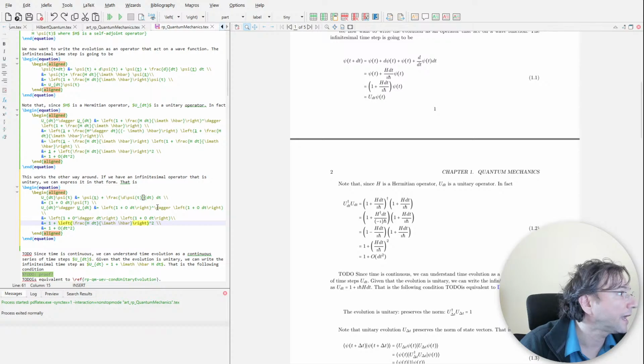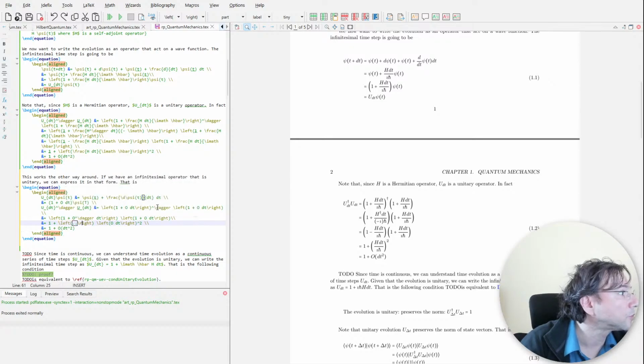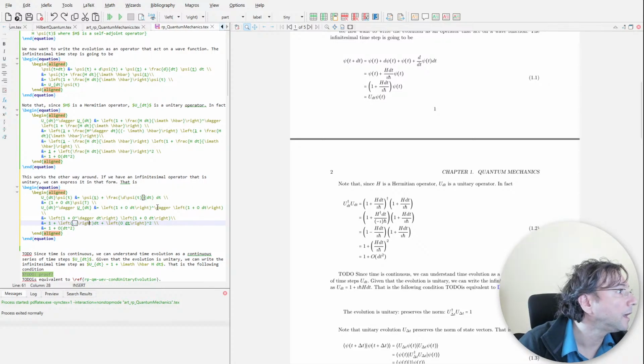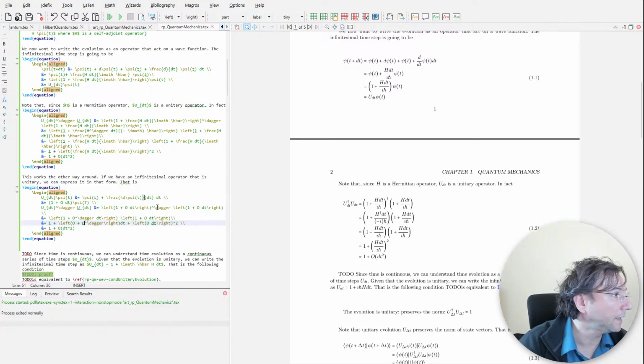So we have the second order term, which is going to be O dt squared, and then we have the first order terms, which are going to be, so O dt is going to be O plus O dagger. Oh yes, hopefully.